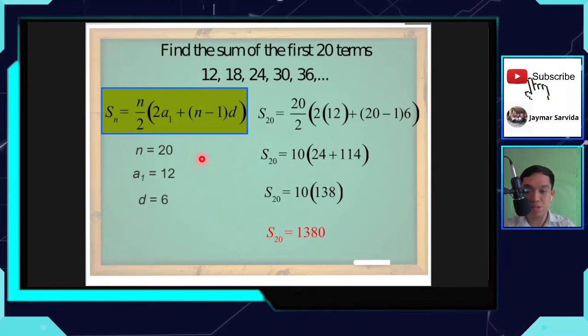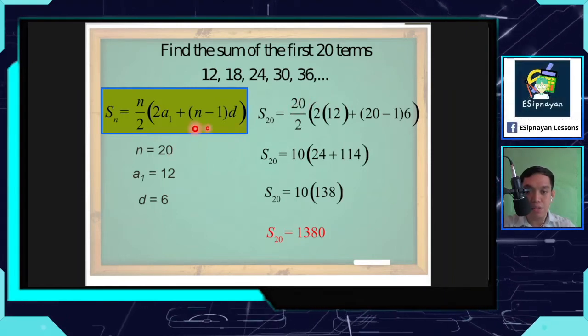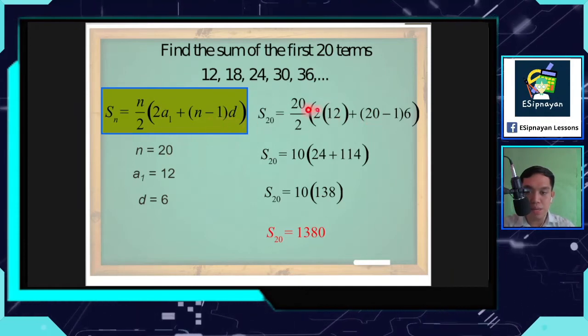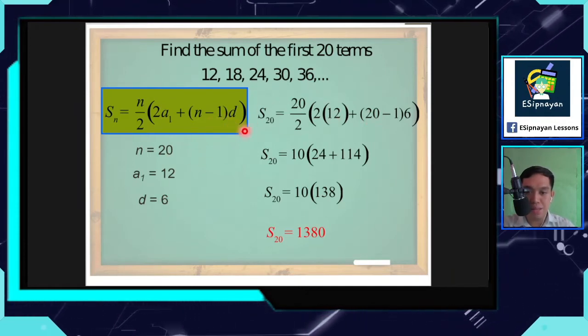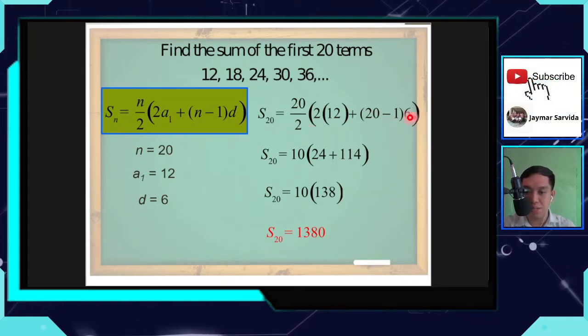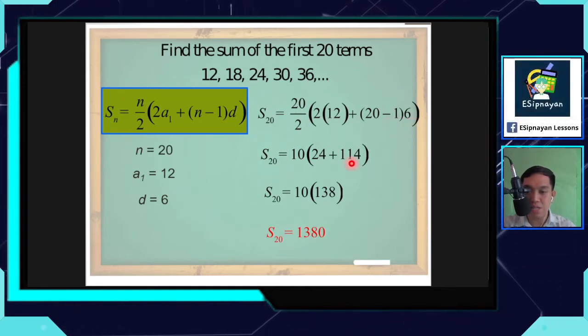So, i-substitute na natin siya dito sa ating formula. So, yung n, papalitan lang natin ng 20. Tapos, yung a sub 1, papalitan ng 12. Tapos, yung n, 20. Then, yung d, papalitan natin ng 6. So, simplify it. Unahin muna yung nasa loob ng parenthesis. 2 times 12, 24. 20 minus 1 is 19. 19 times 6, 114. 24 times 114 is 138. 138 times 10 is 1,380.